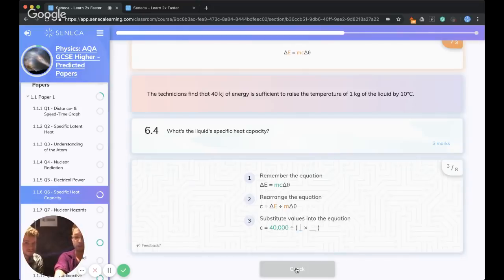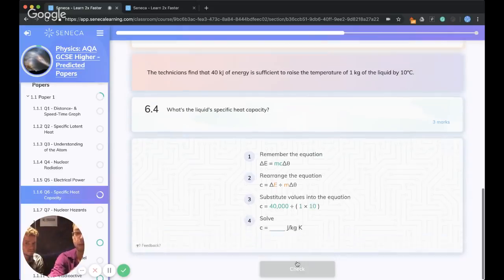Now we've rearranged our equation. We know our mass is going to be 1 because it's in kgs, and we've got to times it by the temperature change, which was 10. So the specific heat capacity is going to be 40,000 divided by 10, so 4,000 joules per kg per K. That's a lot to say.